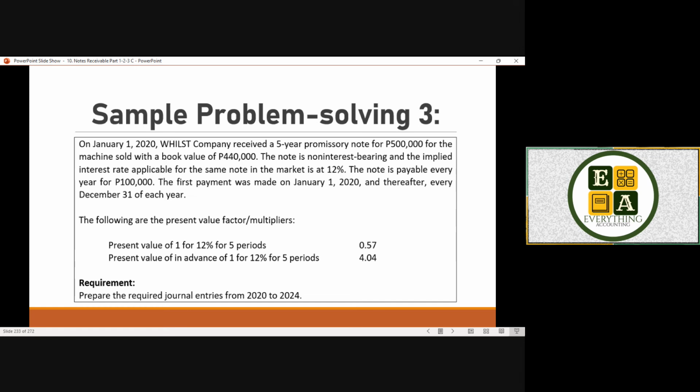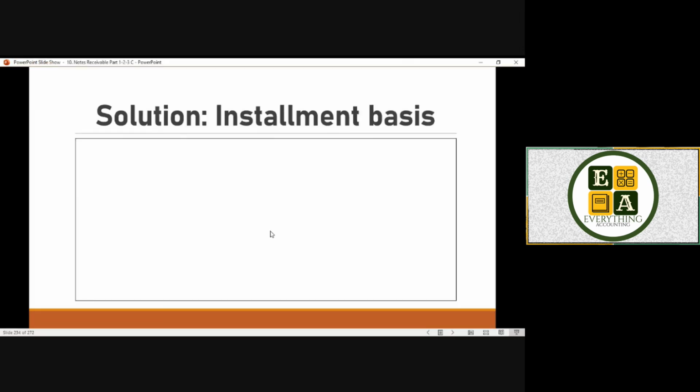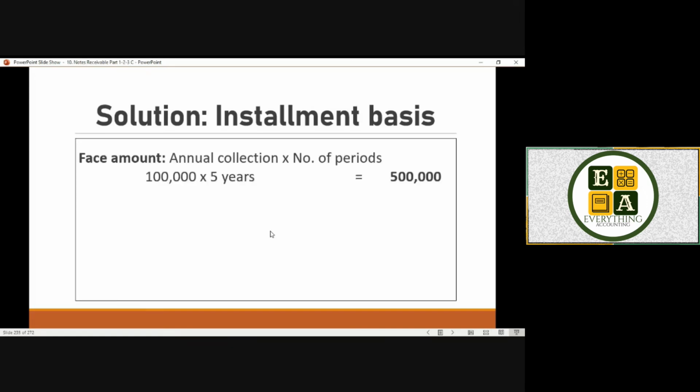So the following present value factors: PV of 1 at 3.57 and PV of annuity in advance of 4.04. The requirements: journal entries from 2020 to 2024. Installment basis, in advance of 1. Face amount, again, the annual collection times number of periods, that would be 100,000 times 5 years, 500,000. Present value of the notes receivable, that would be 100,000 times 4.04, that would be 404,000.